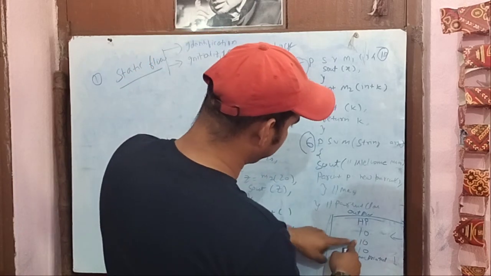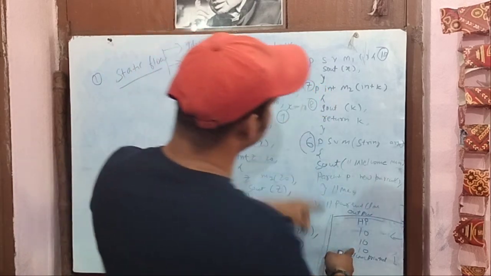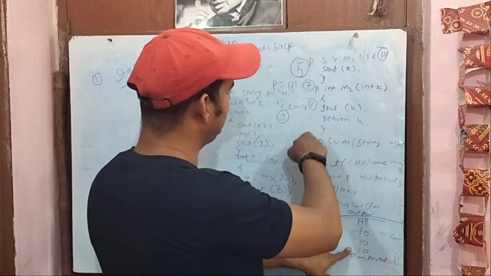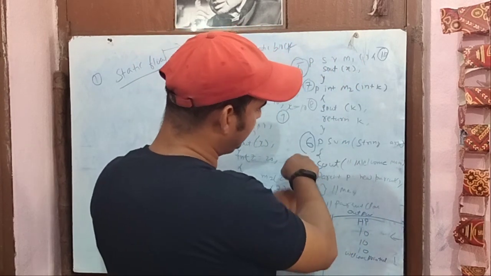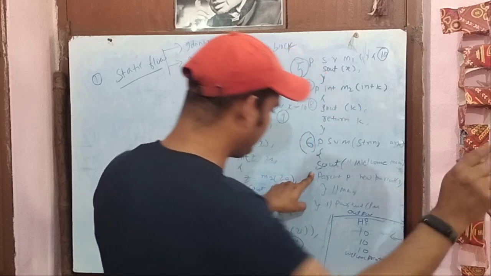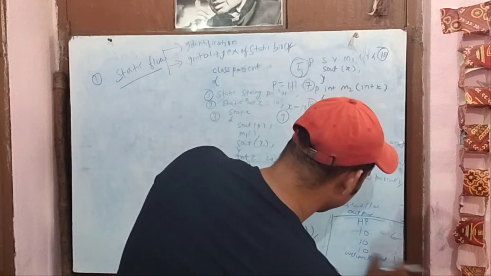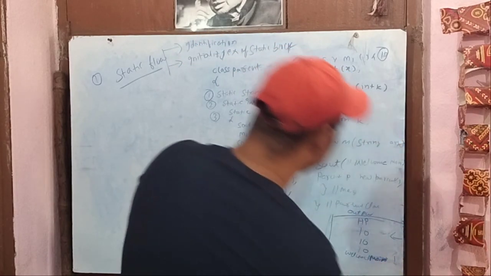So m1 will be printed again, 10, so 10 will be printed. And there is no static block. So it will directly jump to the main method, and inside main the first line is welcome to main. So welcome to main is printed. So now this is all.